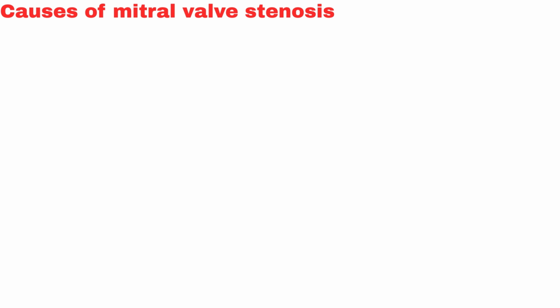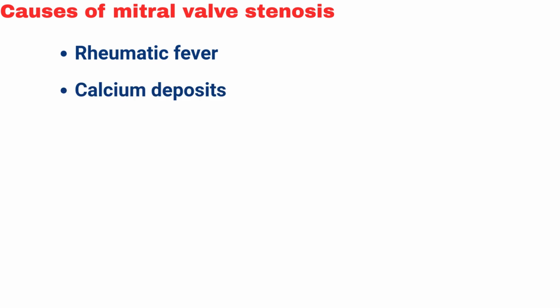Now we will see the causes of mitral valve stenosis. First cause is rheumatic fever. Rheumatic fever is the most common cause of mitral valve stenosis, especially in adults. It is most often caused by rheumatic endocarditis, which progressively thickens the mitral valve leaflets and chordae tendineae. The leaflets often fuse together. Eventually, the mitral valve orifice narrows and progressively obstructs blood flow into the ventricle. When rheumatic fever damages the mitral valve, the condition is called rheumatic mitral valve disease. Symptoms may not be seen until years to decades after rheumatic fever.